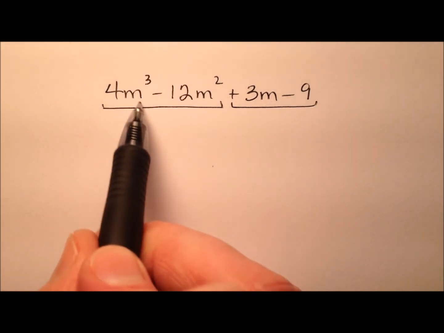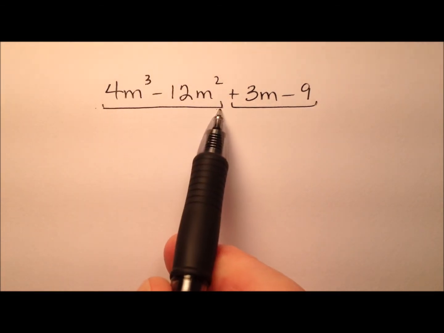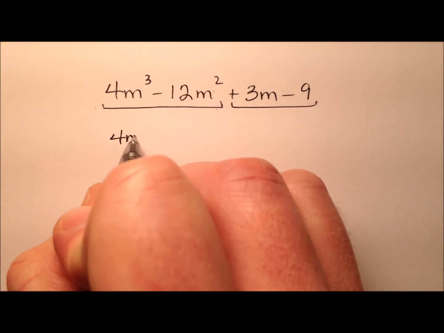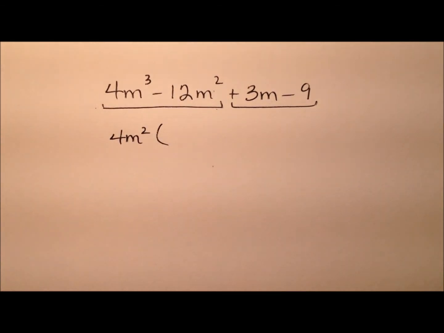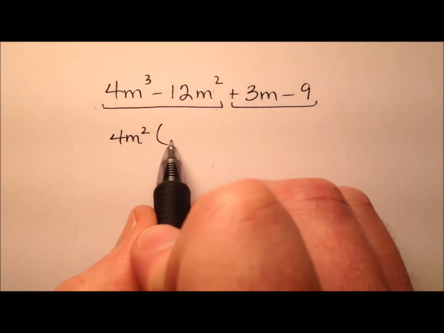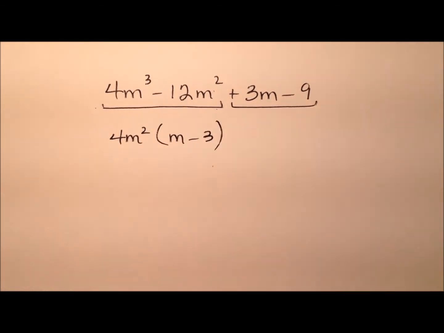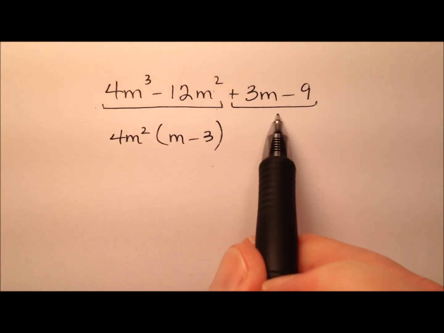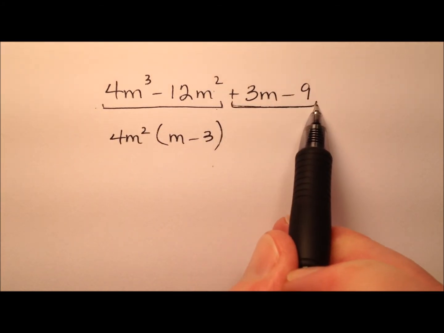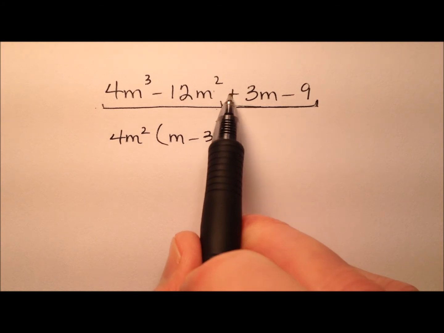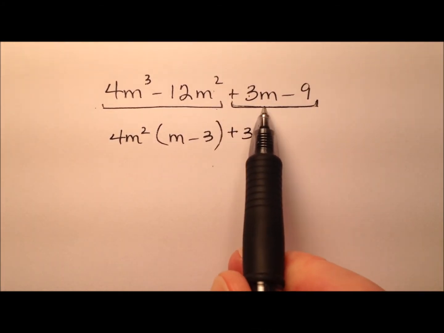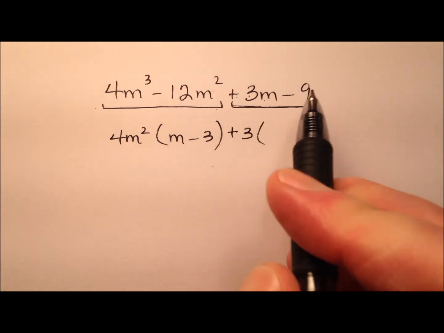Okay, so what's the greatest common factor of this first pair? Well, it looks like 4 and then m squared. So when I divide out that 4m squared, what I have left is m minus 3. All right, we'll ignore that for a second. Let's come over here to the second pair. What's the greatest common factor here? Well, it looks like a positive 3, so I'll put plus 3. And what's left over when I divide this positive 3 out?